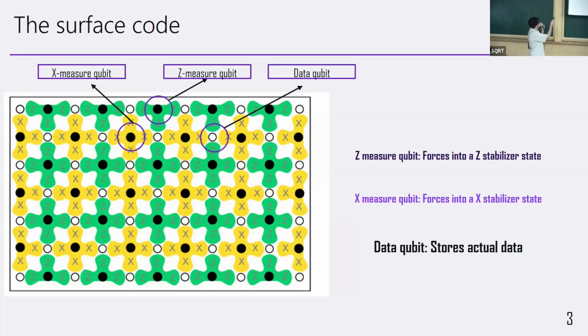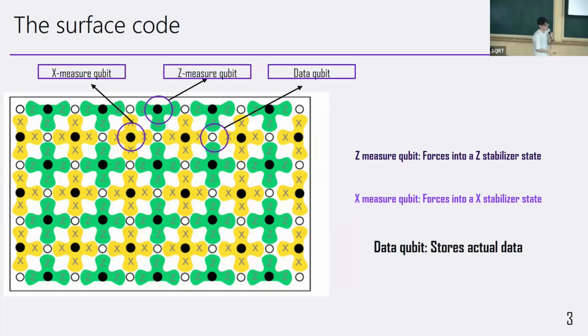So as you can see, there are yellow and green measure qubits. The ones in green are called the Z measure qubits, and the ones in yellow are called the X measure qubits. Now, the difference is that they're measuring different bases. The Z measure qubit is measured in the Z basis, 0 and 1. And the X measure qubit measures in the X basis, plus and minus. So basically the Hadamard eigenstates.